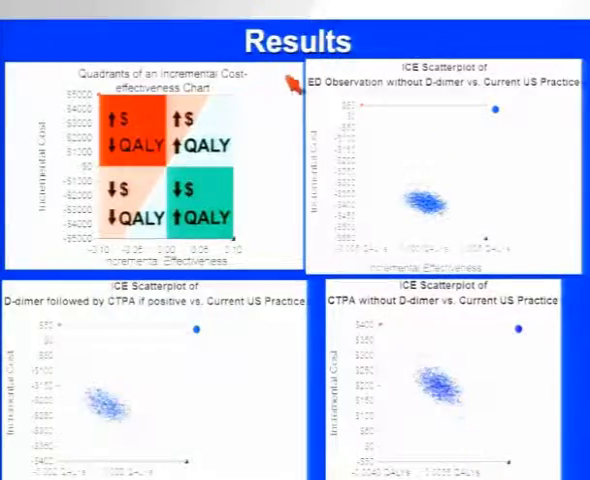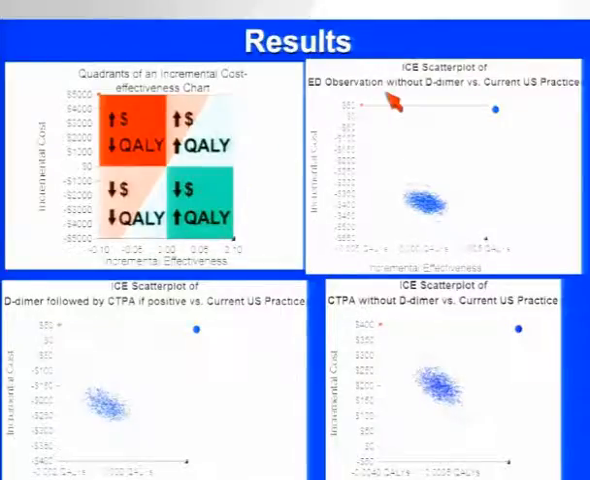Here's the results shown in a graphical format. These are incremental cost-effectiveness charts. The chart here is just a diagram to show you how the chart works. There are four different quadrants, and the dashed line here is the $75,000 willingness to pay line. In the red, it would mean that we're comparing two strategies, comparing the alternate strategy to the current U.S. practice. If the patients fall in the red, that would mean that it's a worse strategy. If they fall in the green, that would mean that it's a better strategy with decreased cost and increased quality for the outcome.